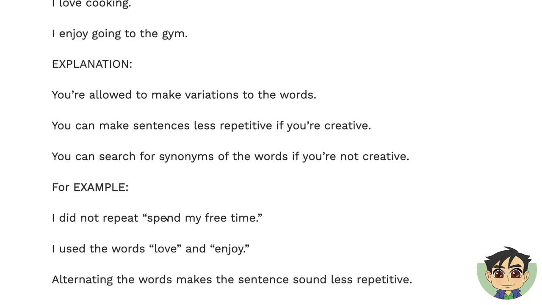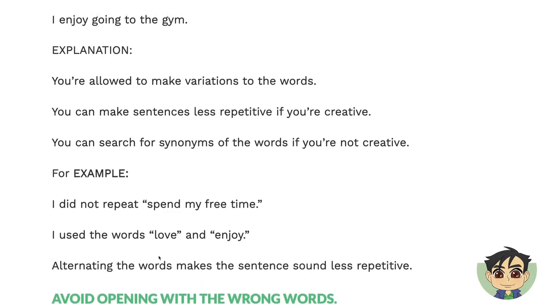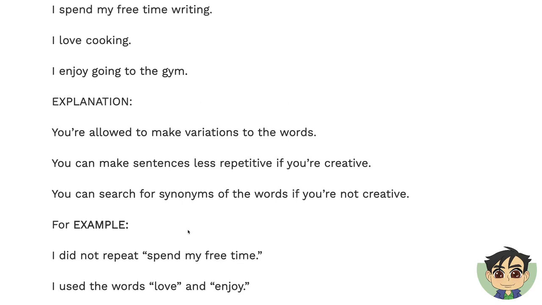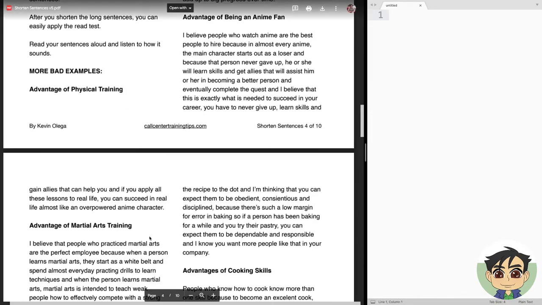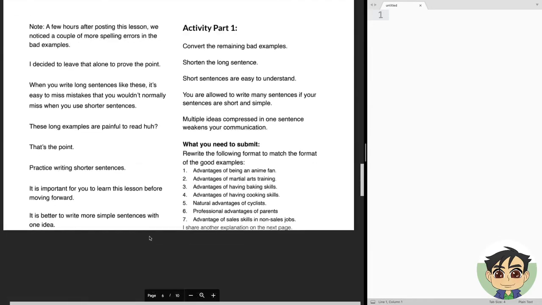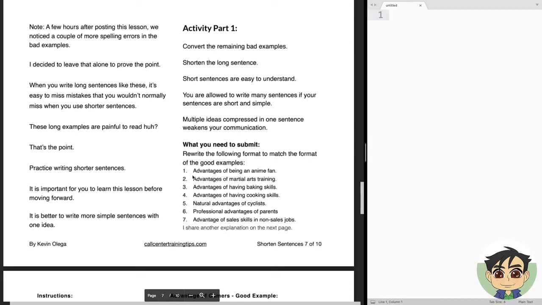I use words like love and enjoy, alternating the words to make the sentences sound less repetitive. So I'm going to stop here and continue explaining this part. We've already discussed this, so break down the 7 remaining examples.